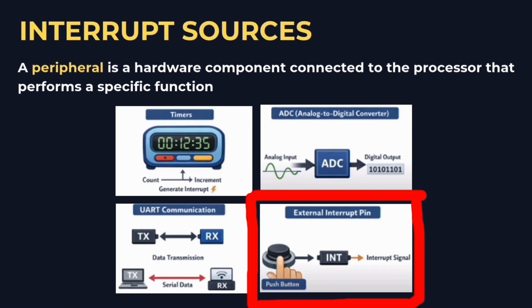This voltage change is detected by the interrupt hardware inside the microcontroller, which then generates an interrupt signal internally. This interrupt signal temporarily suspends the current execution of the processor and transfers control to the interrupt service routine. After executing the ISR, the processor resumes the main program from where it was paused.